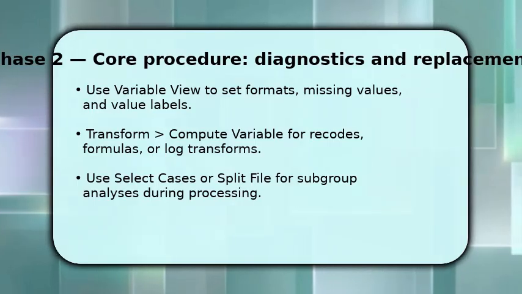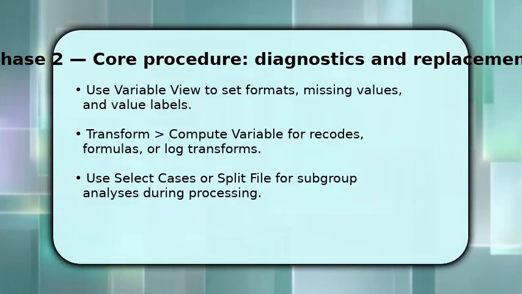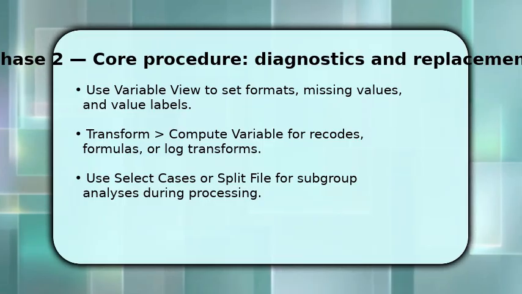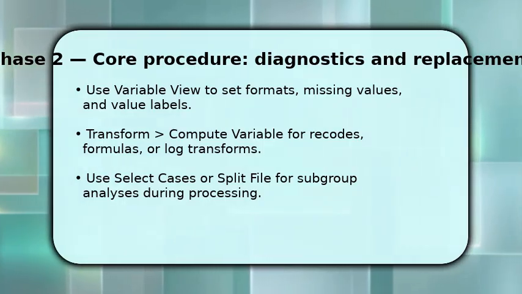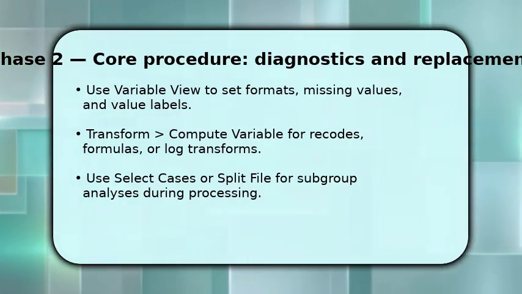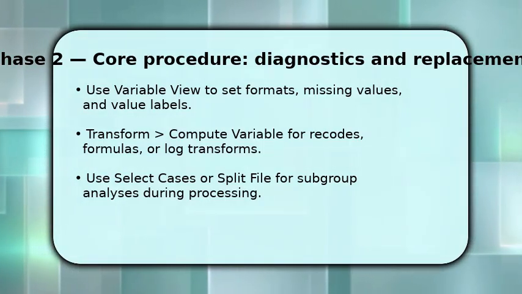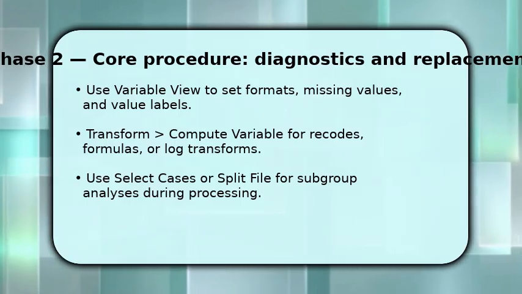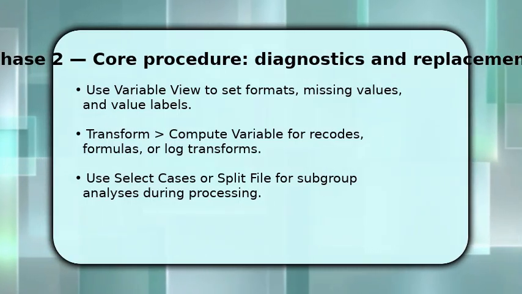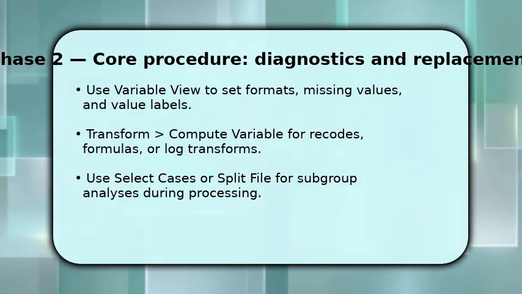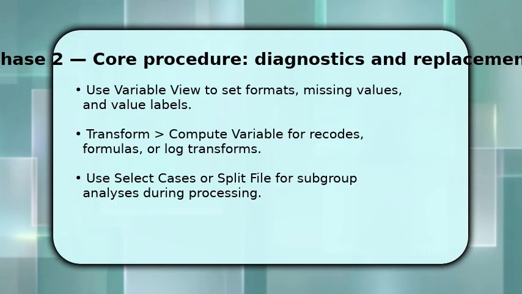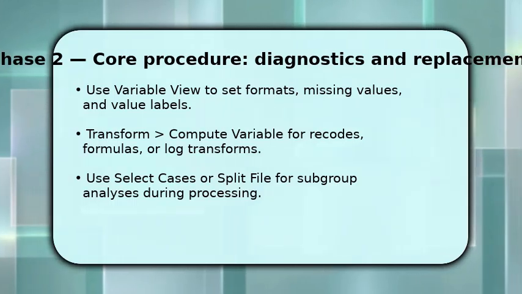Now you clean and transform. Start in Variable View to set formats, define missing values, and confirm value labels so analysis interprets categories properly. Then use Transform, Compute Variable to create recoded variables, apply formulas, or run log and z-score transforms. Name new variables clearly. Make sure to use Recode if collapsing categories.